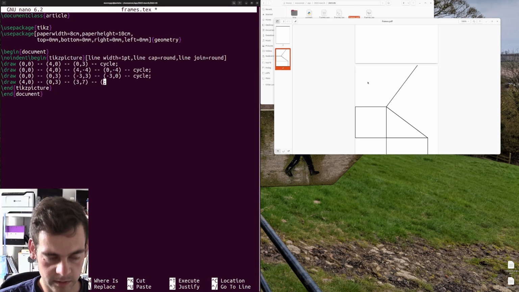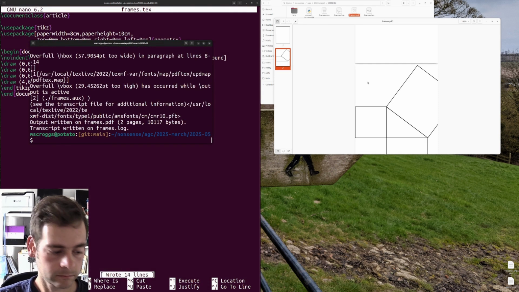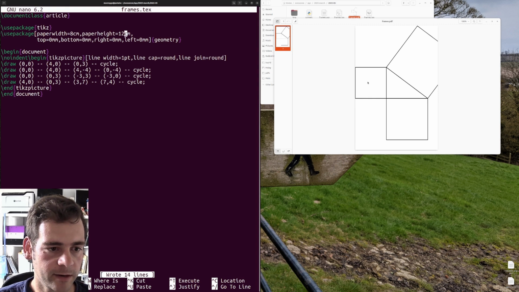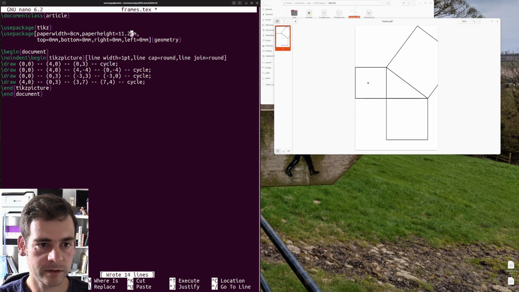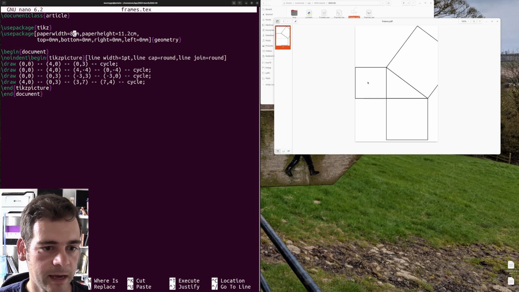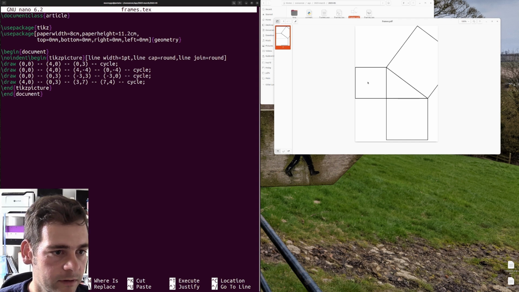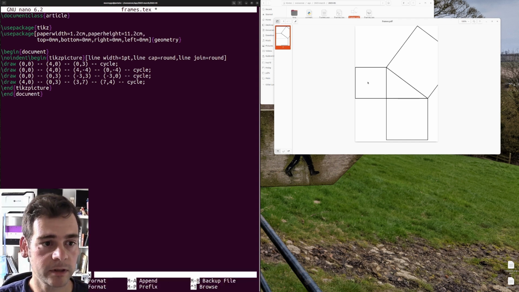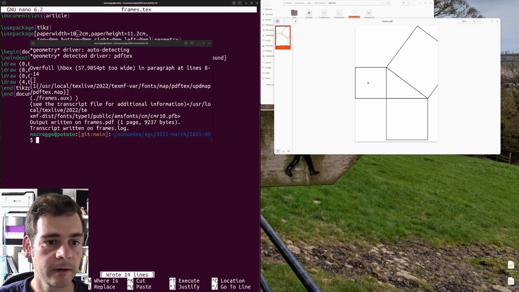We go to 7, 4. In Y, it goes from -4 to 7, so 11.2 should be enough. And in X, it goes from -3 to 7, so 10.2 should be enough.